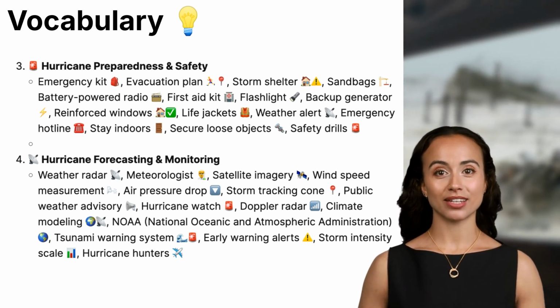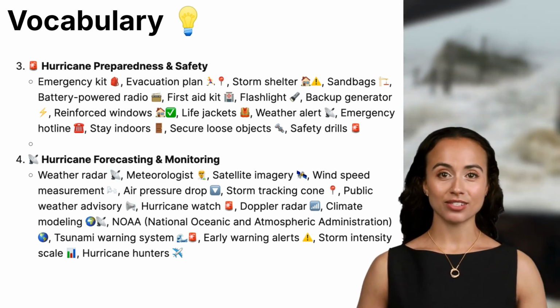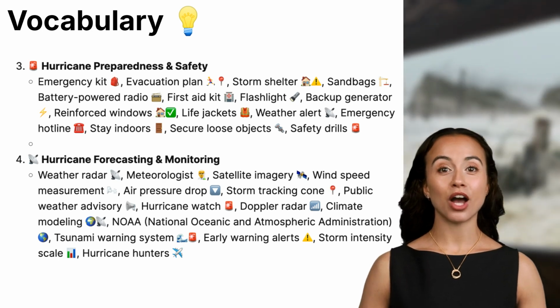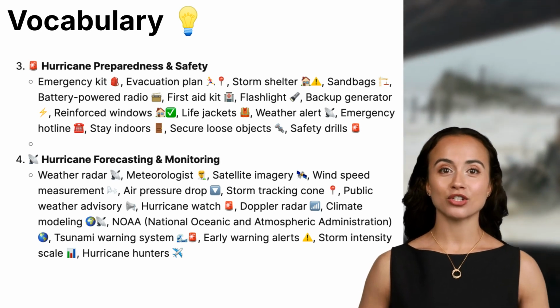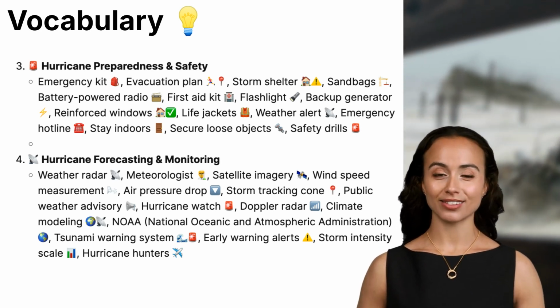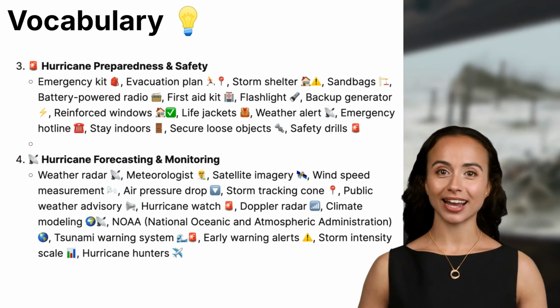Air pressure drops, a sudden decrease in atmospheric pressure, which signals storm development. Storm tracking cone, a prediction of where a hurricane is expected to move. Public weather advisory, an official warning issued by meteorologists about hurricanes. Hurricane watch, a notice that a hurricane may hit an area within the next 48 hours.